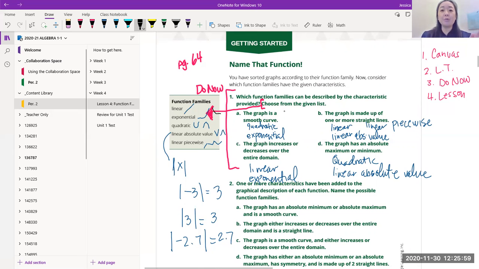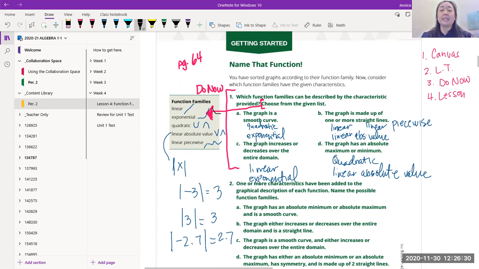So, the graph is a smooth curve. What could that be? Some people said it's a quadratic or an exponential, right? Either of those work. If you said absolute value, that's absolutely not right, because that was not smooth. It's like a roof, right? And the graph is made up of one or more straight lines. So that could be linear, it could be linear absolute value, because they're made up of lines, or linear piecewise. Any one of those works, totally fine, right?